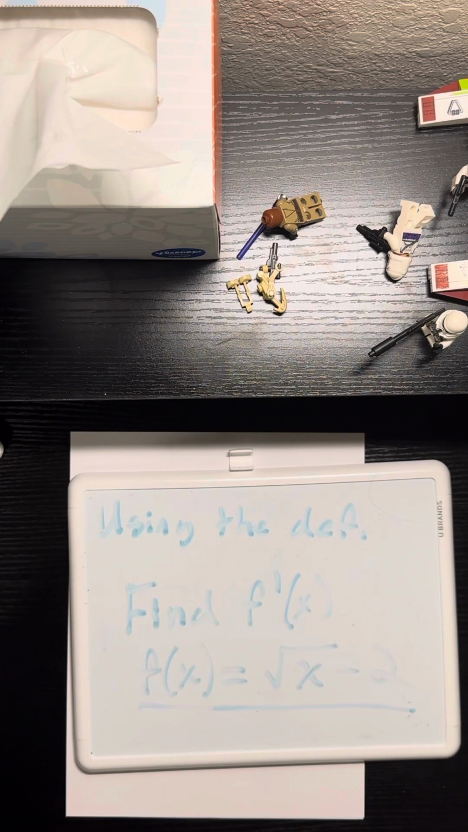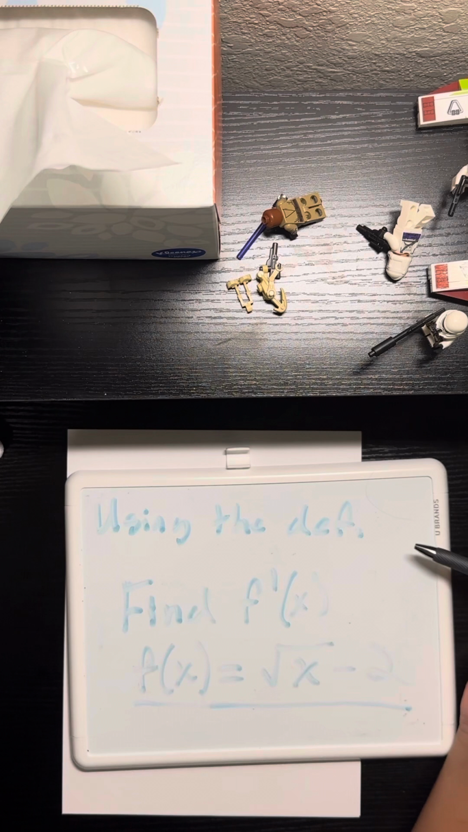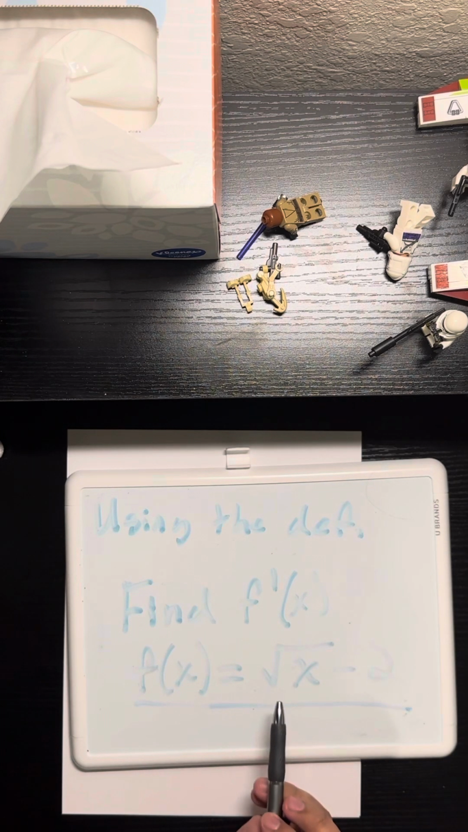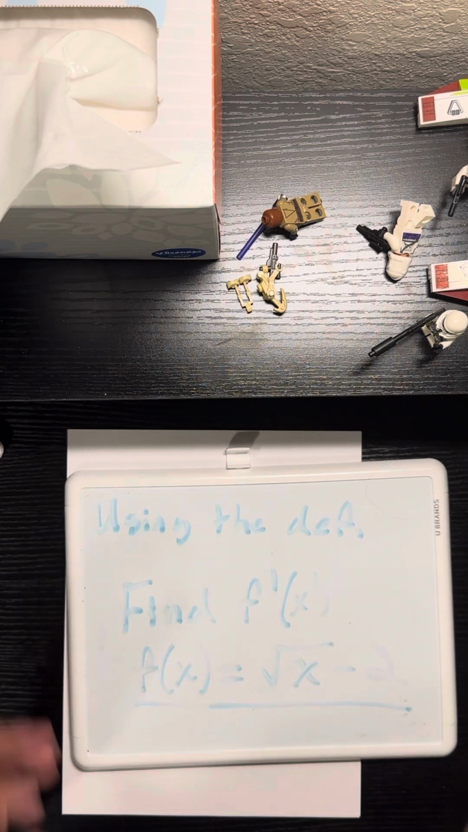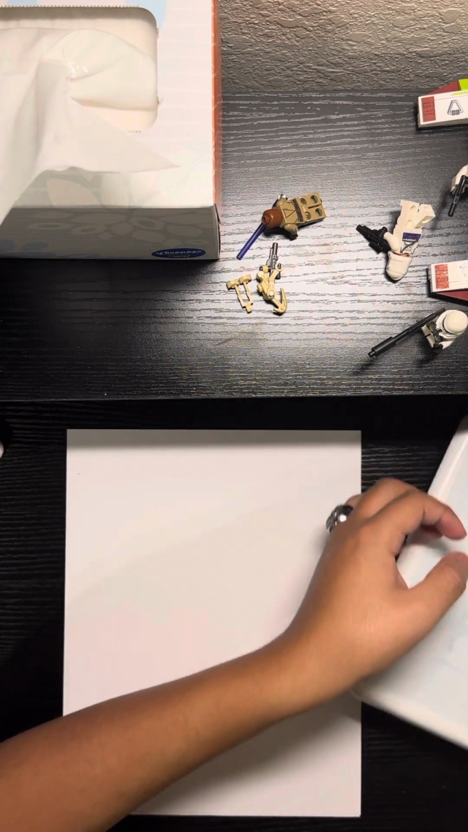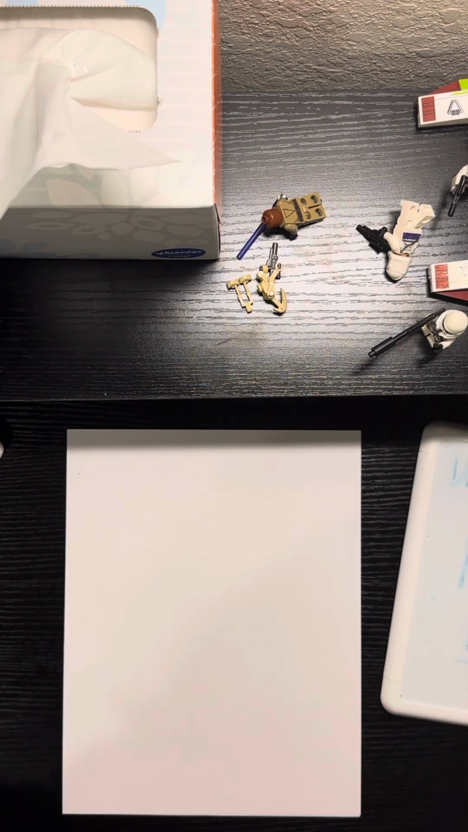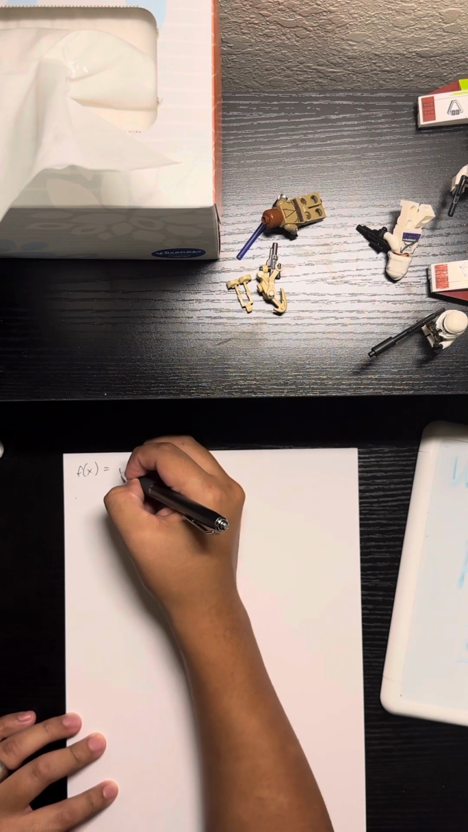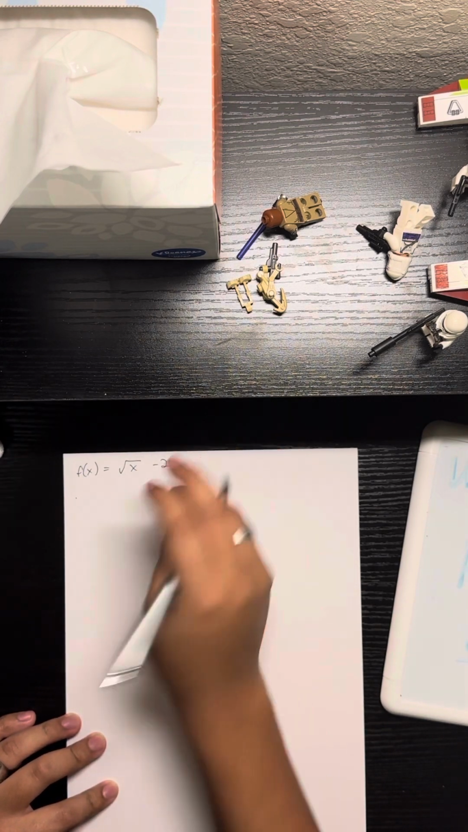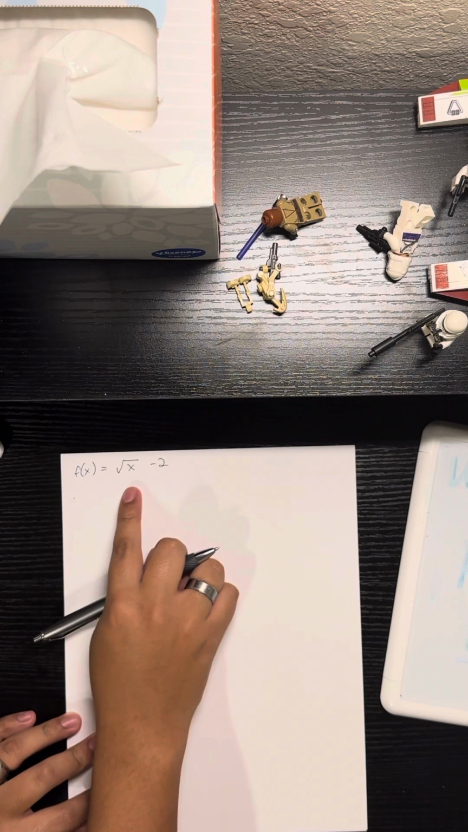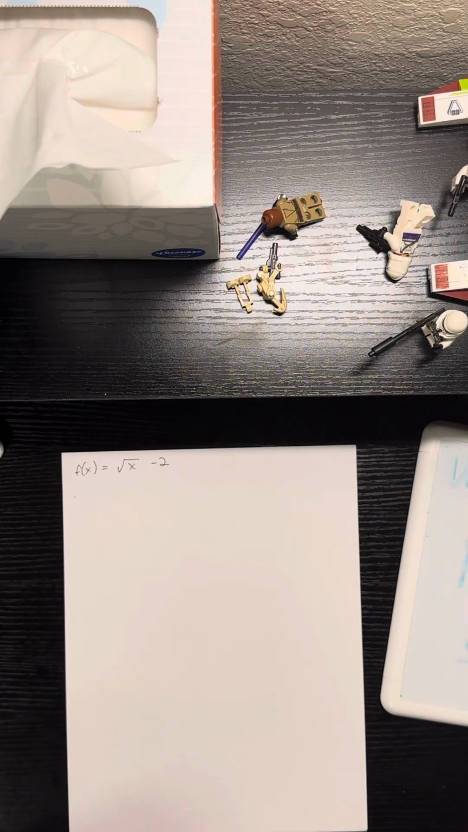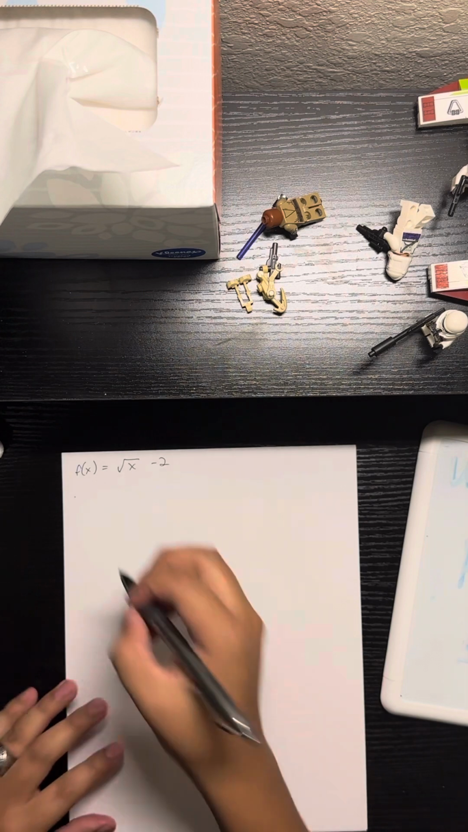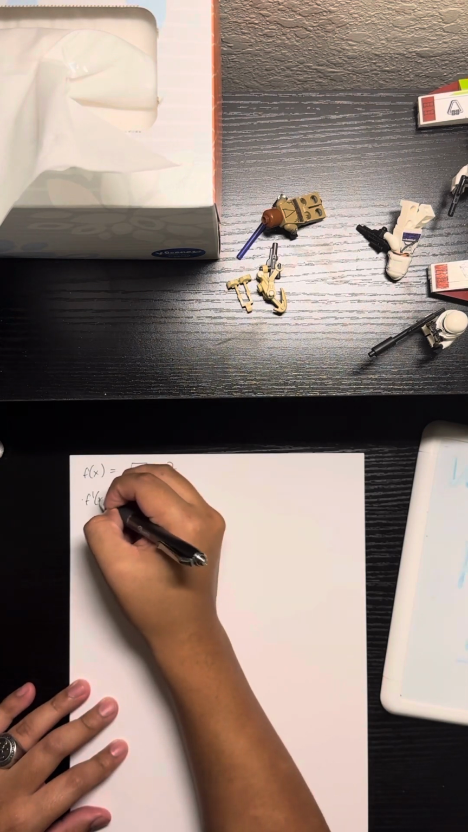But we are going to be solving this long, lengthy problem of using the definition to find the derivative of f of x is equal to the square root of x minus 2. Let's get right into it. Alright, so let's write out the f of x. Now, keep in mind, the square root of x does not span over the minus 2. So, let's begin with the definition of the derivative.